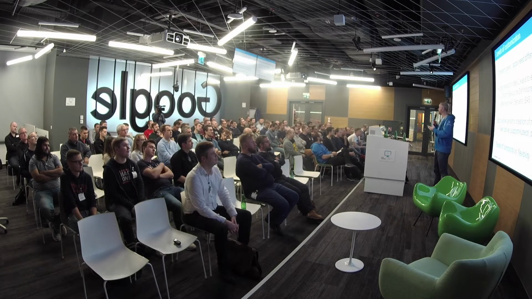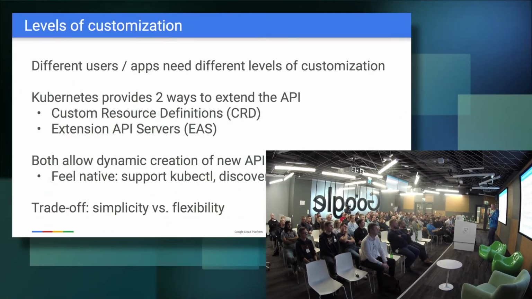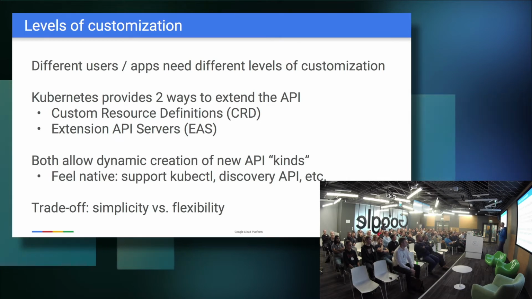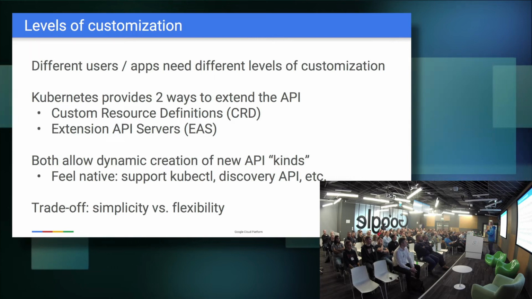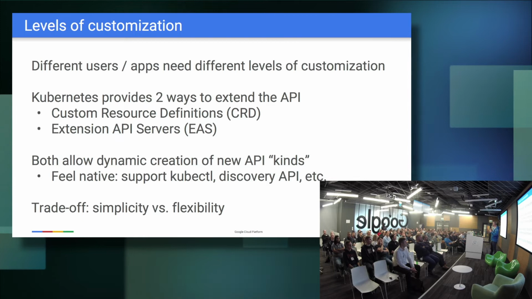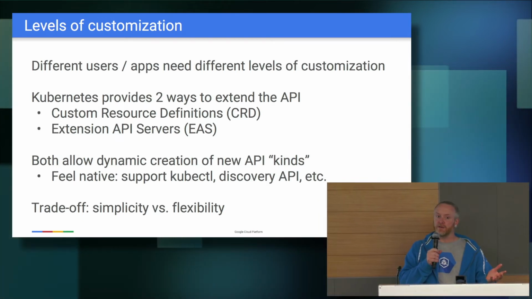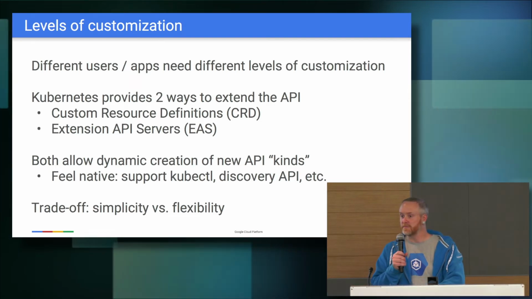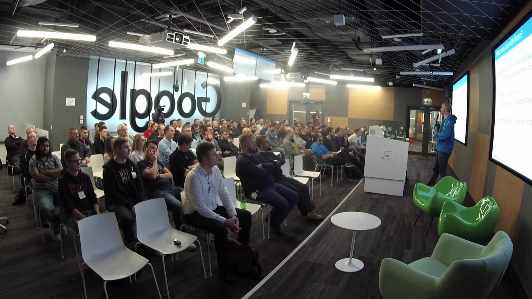So there's different levels of customization that we offer through our API. Different users have different needs. We have two main ways of doing it. One is called custom resource definitions, which I mentioned, and the other is called an extension API server. Both let you create new types in the API server. Both are not really limited in their capabilities of defining new types. One, the extension API server, gives you a little bit more power and flexibility, but it's a little bit harder to use. So this is the trade-off we make. I'll talk about the details of that in just a minute.